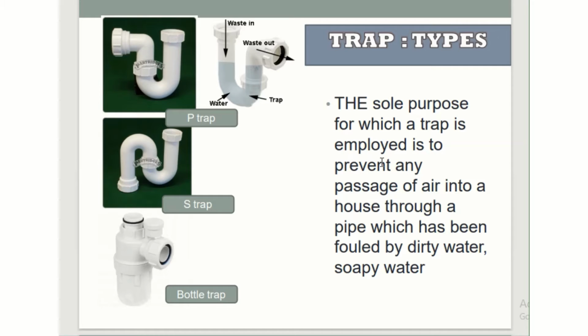So the purpose to install the trap is to prevent any passage of air into a house through a pipe which has been clogged by dirty water or soapy water. Okay, so here is the waste in, and then the trap, the waste will stay here, and then the water will go out.